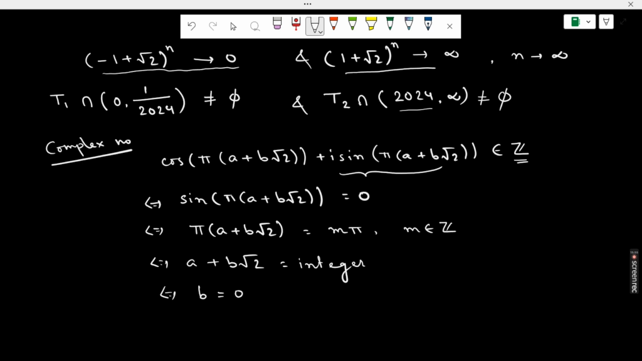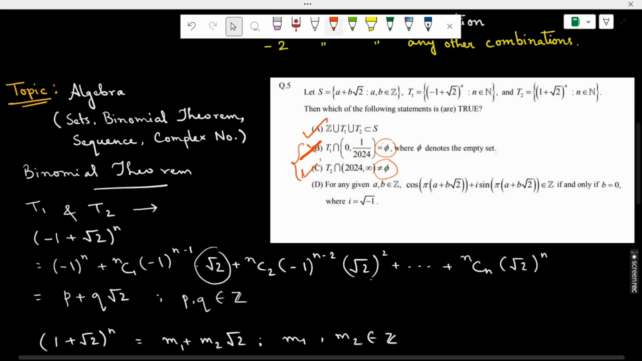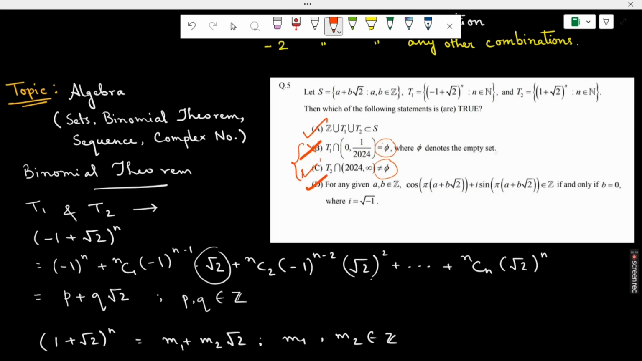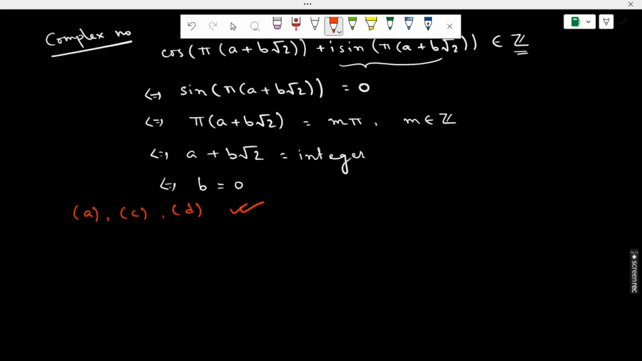If b is 0, then this is an integer and this is 0, so sine is 0. And if sine is 0, that means for the mπ type of form, sine is 0 and cos is none other than plus or minus 1, which belongs to Z. So option D is also correct. So we can conclude that options A, C and D are the only correct ones.